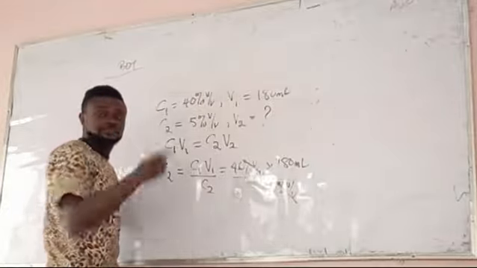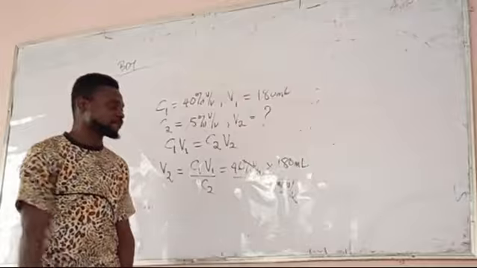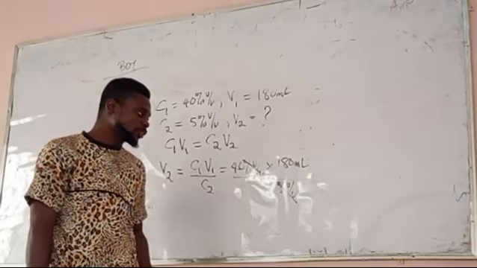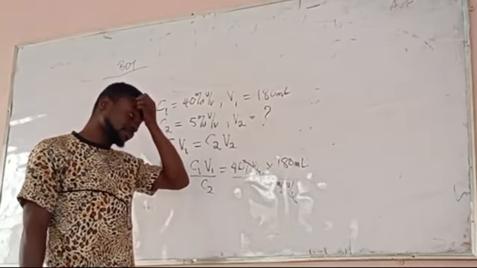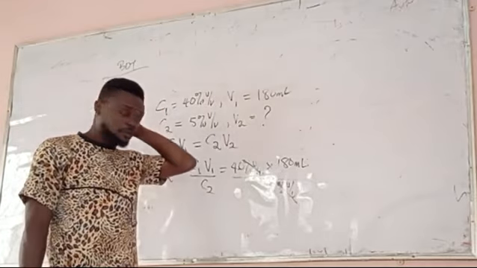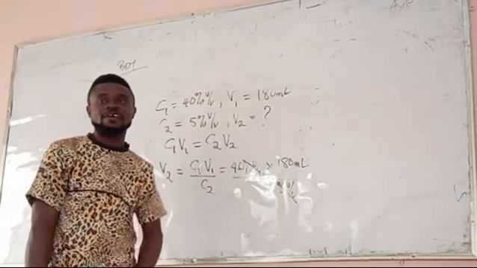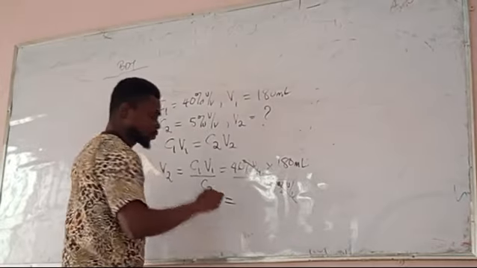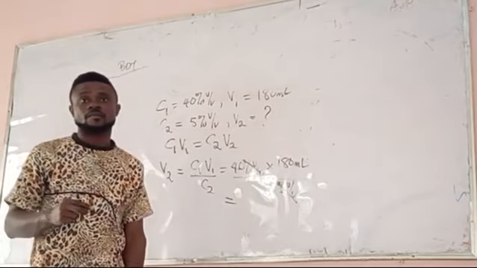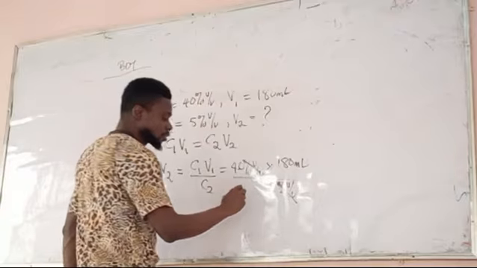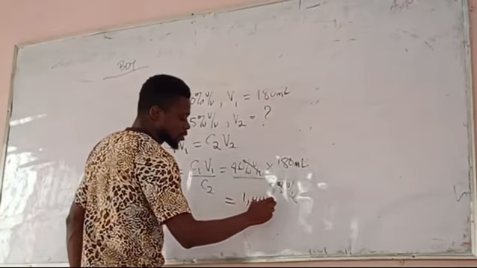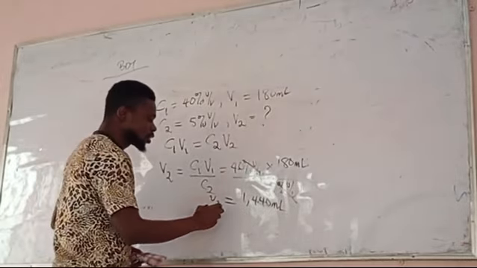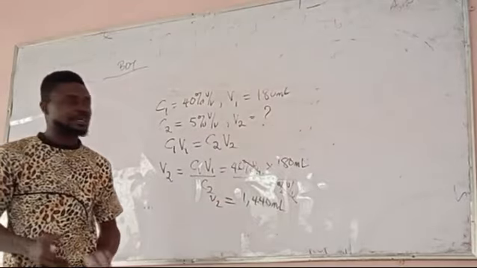Punch it fast, let's not waste our time. 40 times 180 divided by 5. The answer is 1,440. So the final volume, V2, is 1,440 ml.